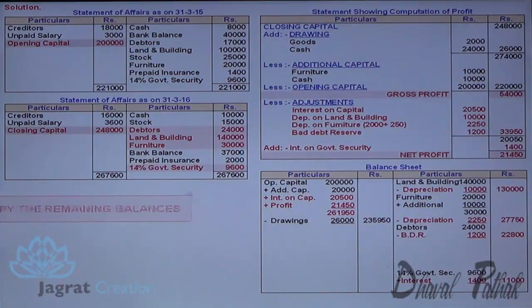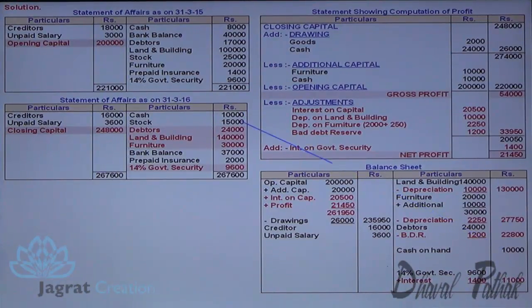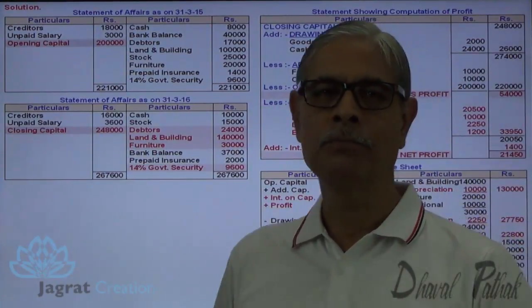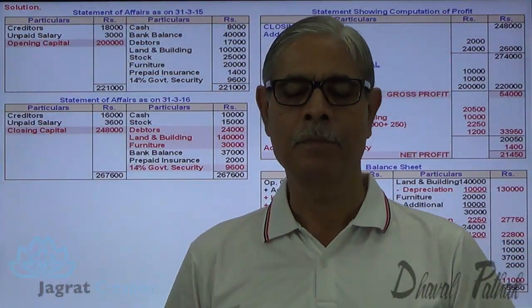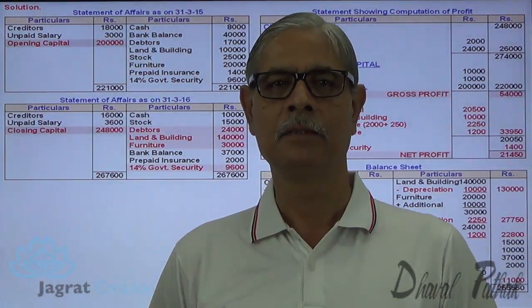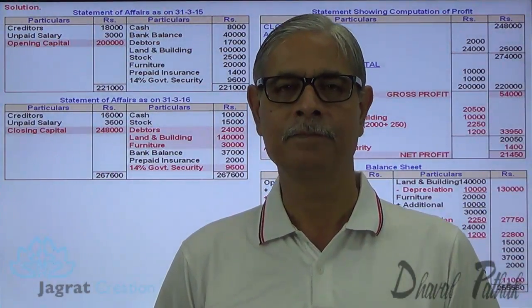Copy the remaining balances. Creditors, unpaid salary, cash balance, stock on asset side, bank balance on asset side, prepaid insurance. Now have a total for the balance sheet. You will find the total on both the sides to be 2,55,550. This is how balance sheet totals agree. Now this is a sum with good adjustments.